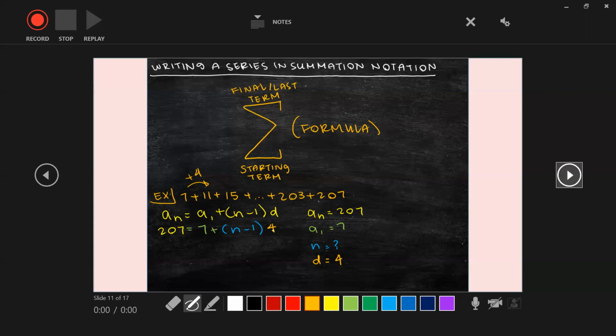Make sure that you distribute it, right? So your 4 is going to go there, and there. So that one's right. I'll try the second one.